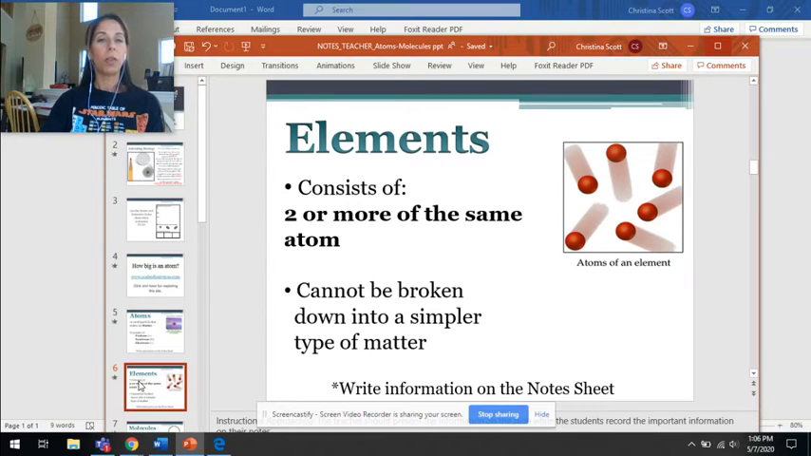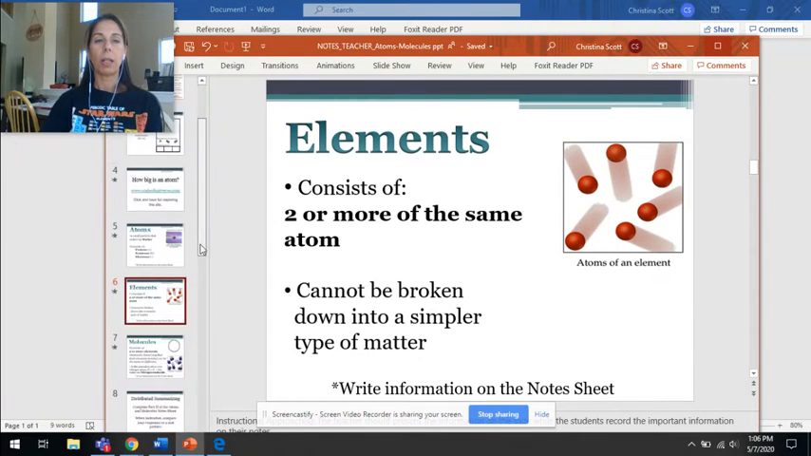Elements consist of two or more of the same exact atom. You can't break it down into any simpler parts. The periodic table is arranged in order of atomic size.